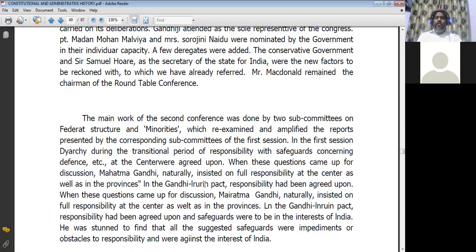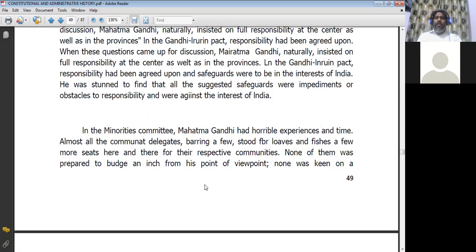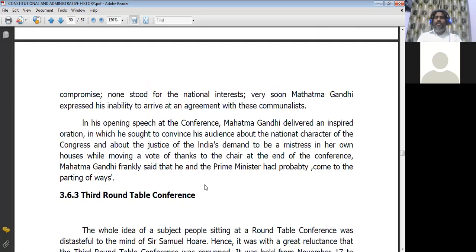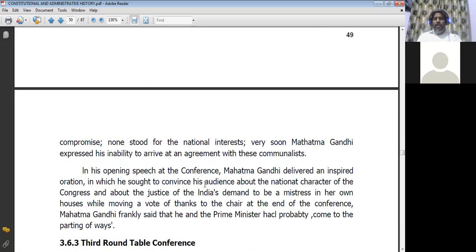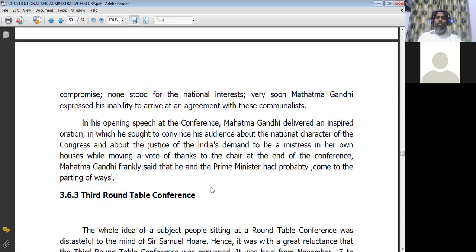Okay, so there were certain recommendations at the second roundtable conference, and in his opening speech at the conference, Mahatma Gandhi delivered an inspired oration in which he sought to convince his audience about the national character of the Congress and about the justice of India's demand to be mistress in her own house. While moving a vote of thanks to the chair at the end of the conference, Mahatma Gandhi frankly said that he and the Prime Minister had probably come to the parting of ways.